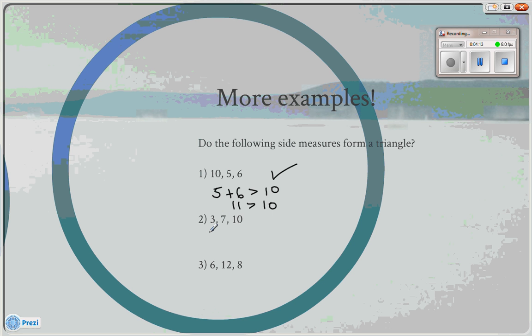On number 2, 3 and 7 are your two smaller sides. So 3 plus 7 is 10. And is 10 greater than 10? No, it's equal to, not greater than. So those three sides could not form a triangle. And finally, on the last one, 6 plus 8, is that bigger than 12? Well, 6 plus 8 is 14. 14 is bigger than 12, so this could be a triangle.